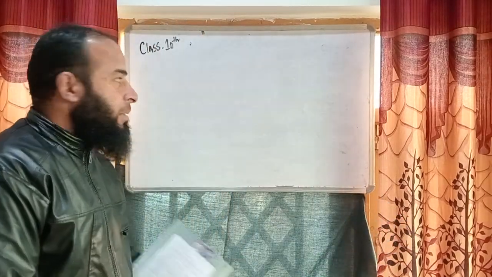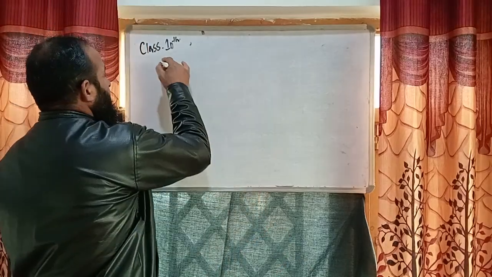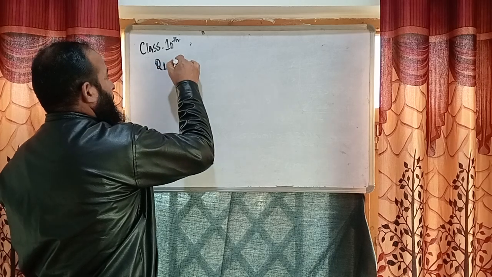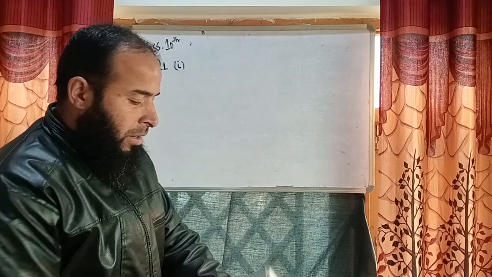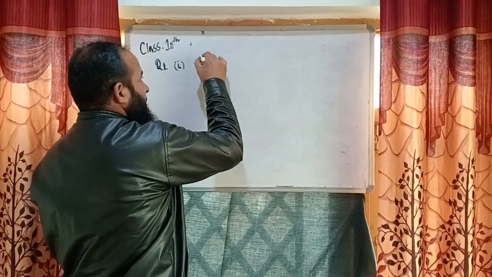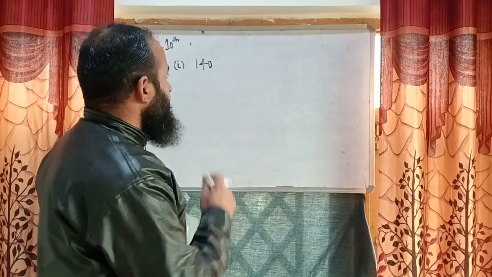Question number 1 says: express each number as a product of its prime factors. This is question number 1, part first. We have to express this as a product of its prime factors.